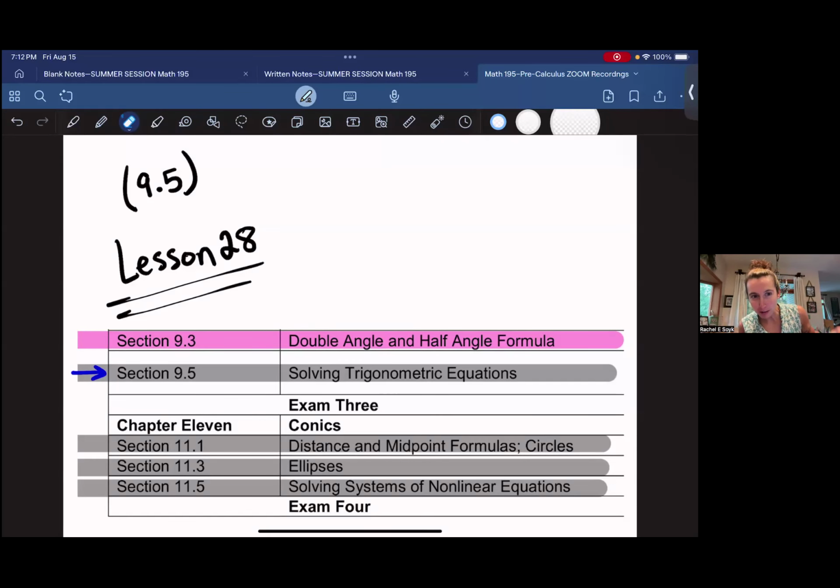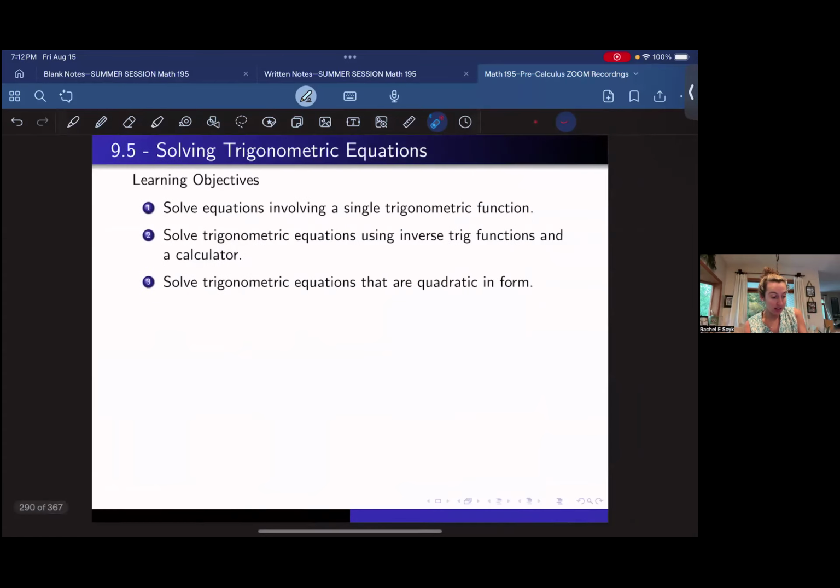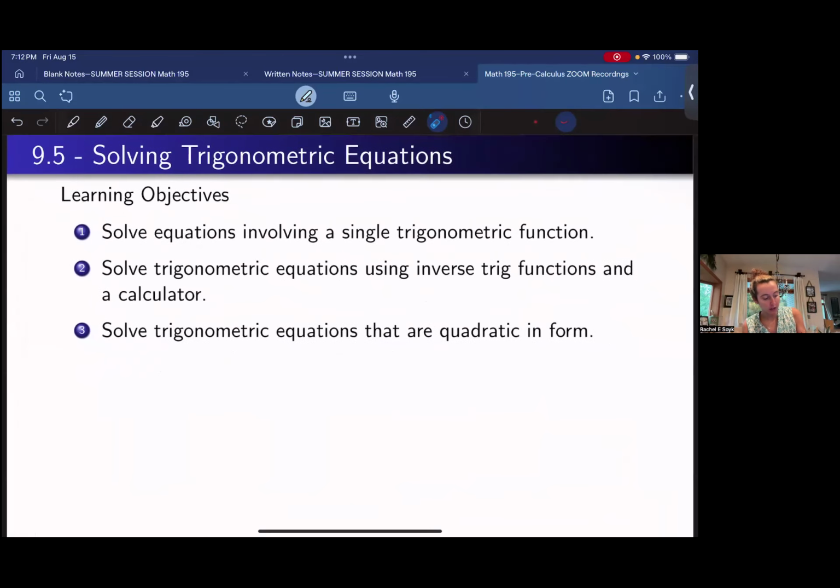We are finally on our last section of Chapter 9, which is Section 9.5, Solving Trigonometric Equations. Our objectives in this section are being able to solve equations involving a single trigonometric function, being able to solve trig equations using inverse trig functions and a calculator. So make sure I have my calculator on me. And then our last one is solving trig equations that are in that quadratic format.